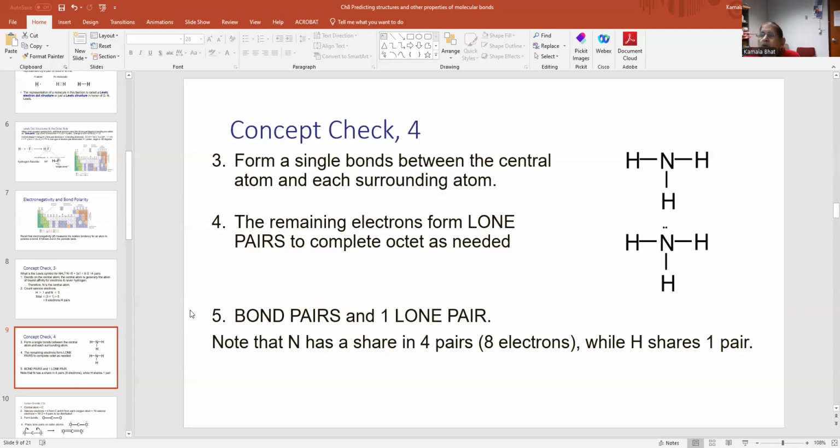Then, is the molecule polar? The NH bond is polar because the electronegativity for nitrogen is 3 and the electronegativity for hydrogen is 2.2. So 3 take away 2.2 is 0.8. So the NH bond is polar.